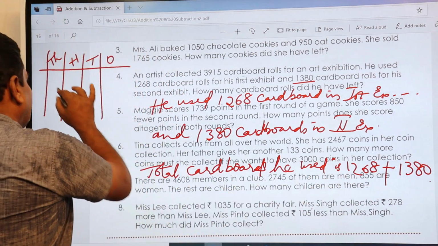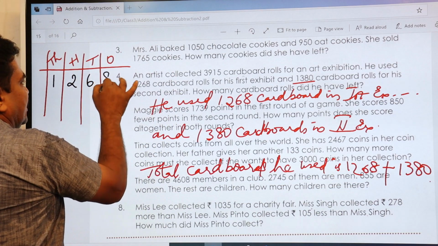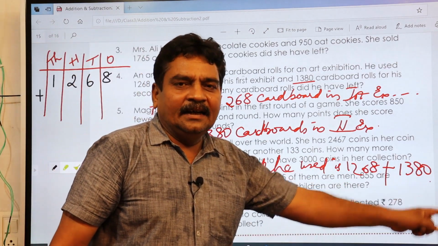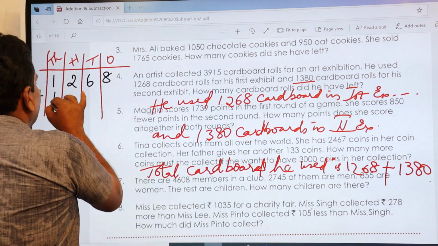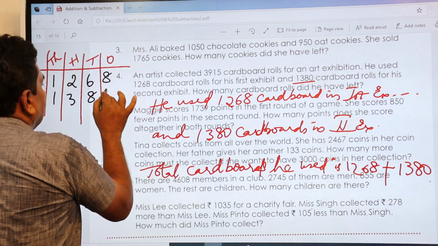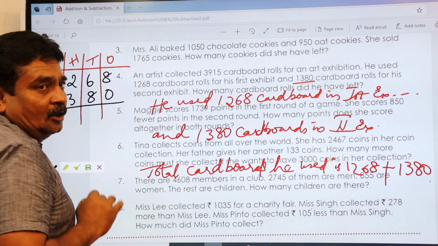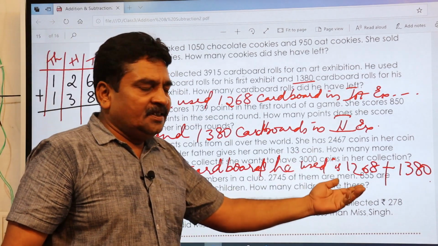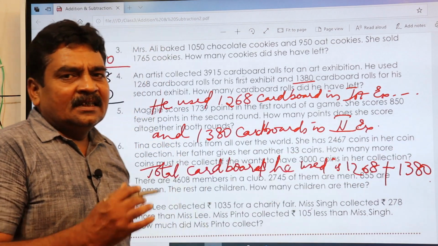1,268 plus 1,380. You are going to add here the cardboards used in the first exhibition and the cardboards used in the second exhibition.